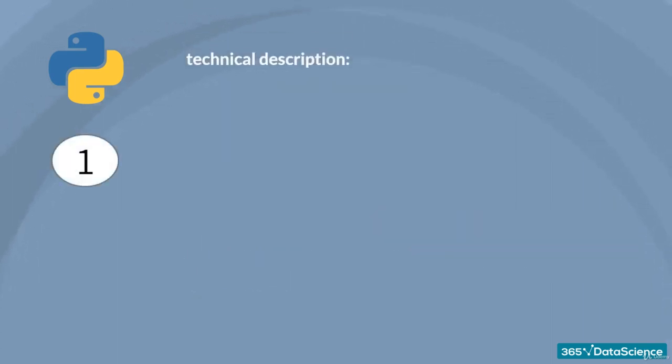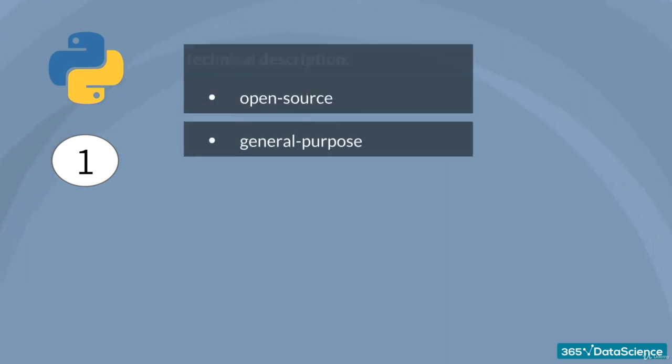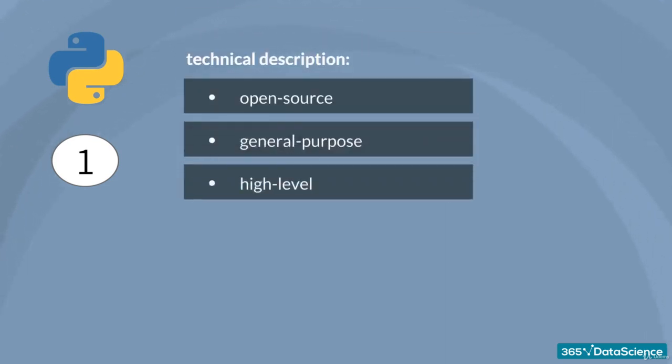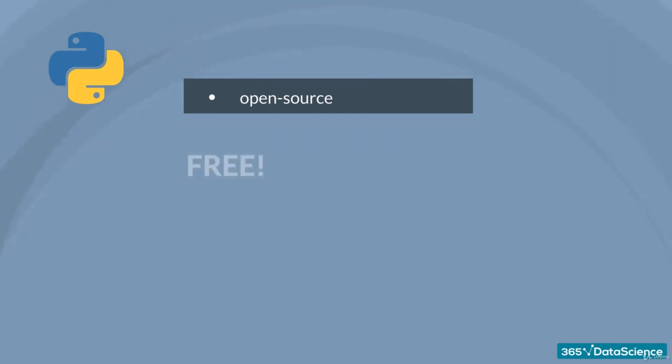Here's a slightly more technical description of Python. It is an open-source, general-purpose, high-level programming language. Let's break this definition into several pieces and try to understand each of these attributes. Open source means it is free.